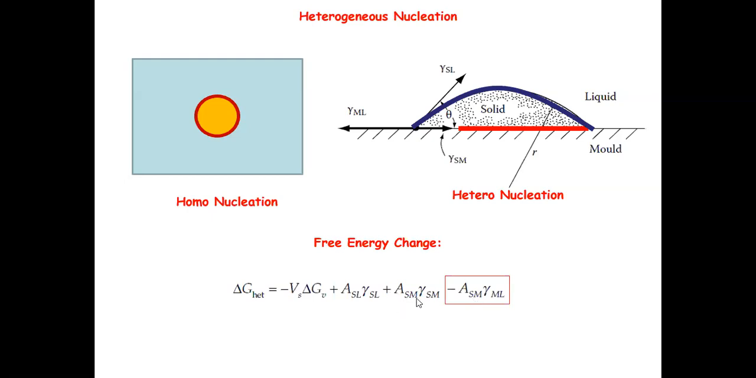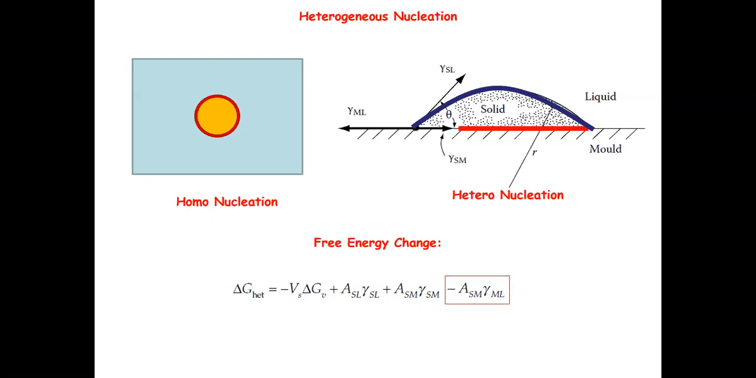So the solid-mold interface area is the same, but before the transformation, before I form the nucleus, the interfacial energy is different, right? So these two terms have the same area of the interface, but their energetics are different. So that's the new term that we have to take into account. Okay, and that is all the energy terms associated with the nucleation process.